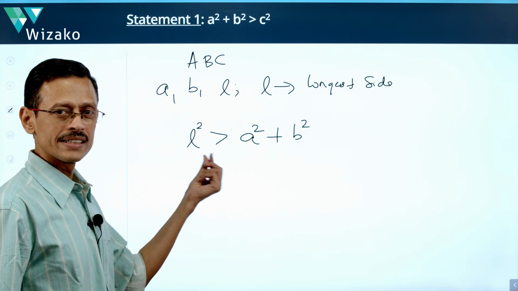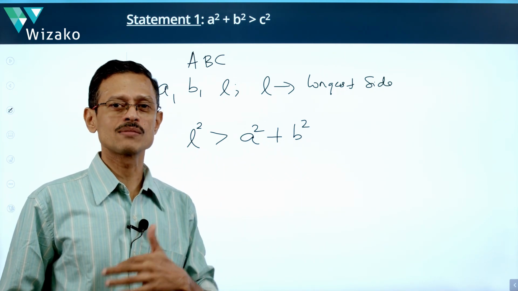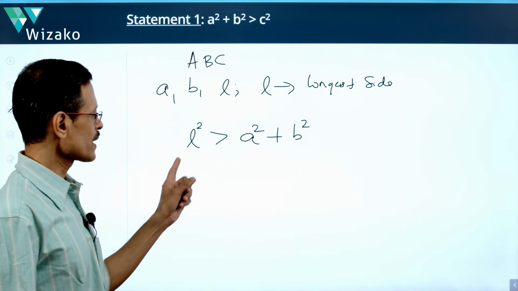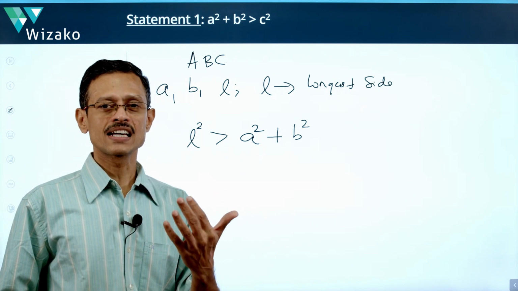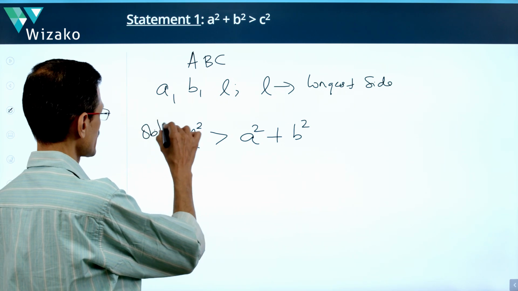If L square is equal to A square plus B square, the given triangle will be a right triangle. Hypotenuse square is equal to the sum of the squares of the other 2 sides. If L square is less than A square plus B square, the triangle will be an acute angle triangle. So this is a property of an obtuse angle triangle.